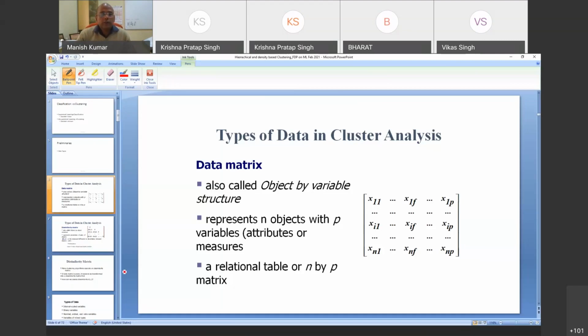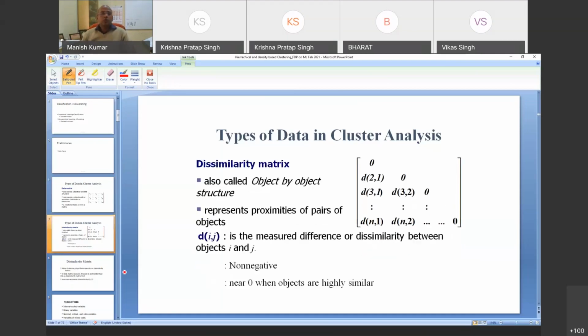This matrix can be reduced to what we call a dissimilarity matrix. This dissimilarity matrix is an object-by-object structure. It has d(i,j) components, which are the measured difference or dissimilarity between objects i and j. This distance could be a city distance, a distance between two documents, or anything depending upon your domain. This is highly useful for most clustering algorithms.